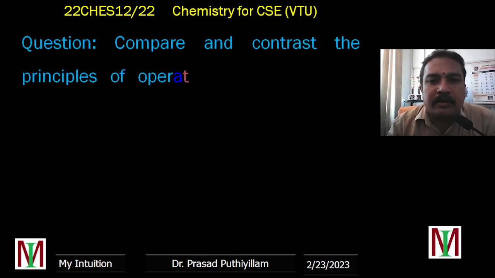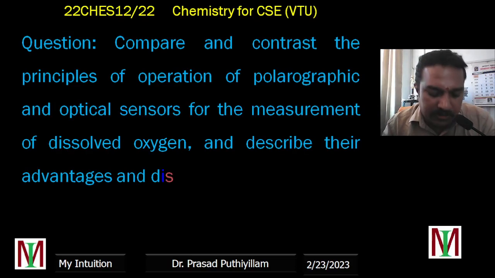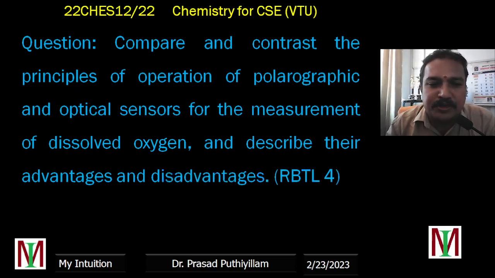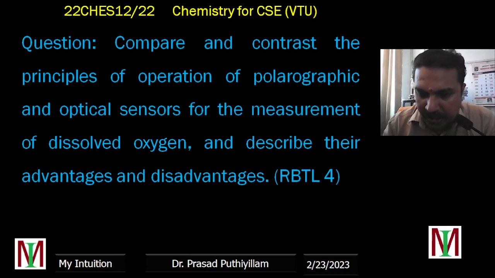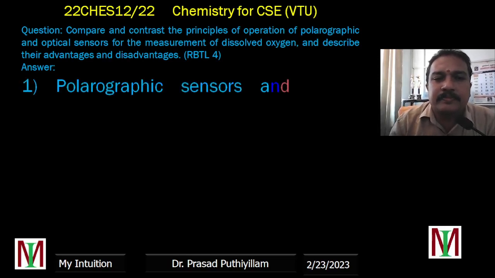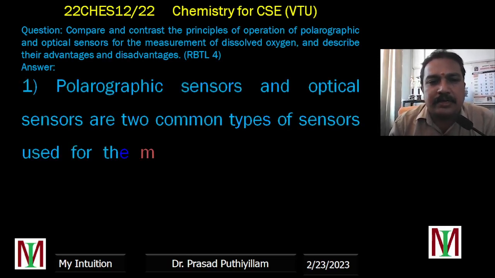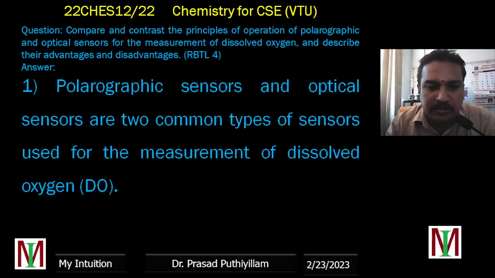Second question: compare and contrast the principle of operation of polarographic and optical sensors for the measurement of dissolved oxygen and describe their advantages and disadvantages. So this is an RBT level 4 question. Therefore, this is how it can be answered. Polarographic sensors and optical sensors are two types of sensors used for the measurement of dissolved oxygen.